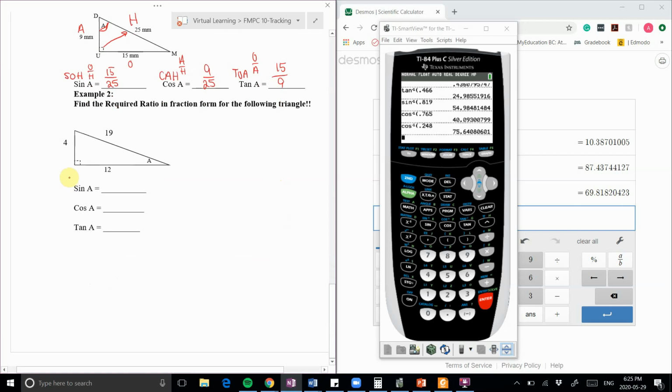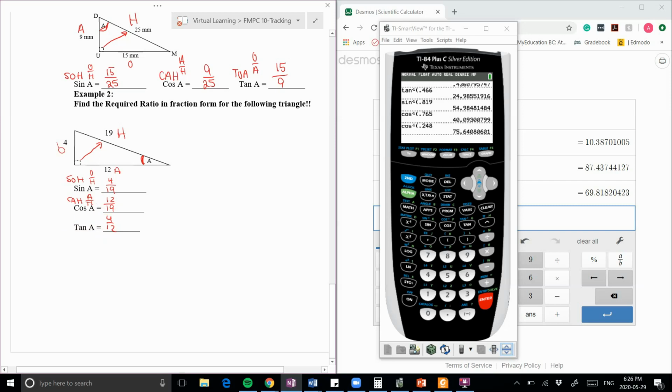So here, sine, remember, is SOH. So we're looking for opposite over hypotenuse. So we need to know what the sides are. Hypotenuse is always going to be across from the right angle. And adjacent and opposite depend on the angle I'm looking at. So because I'm looking for this angle, opposite is going to be across from it, and adjacent is going to be connected. So sine, opposite over hypotenuse. So opposite here is 4, hypotenuse is 19. Cosine is adjacent over hypotenuse. So that's going to be 12 adjacent over my hypotenuse, which is 19. Tan is going to be TOA, so 4 over 12.